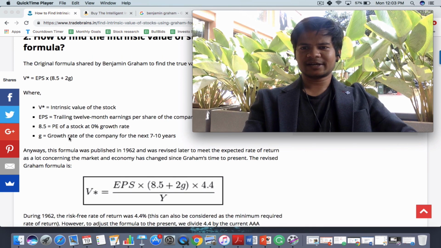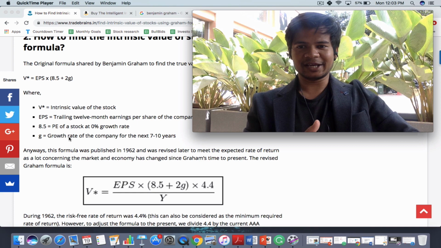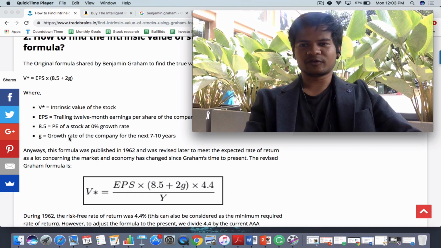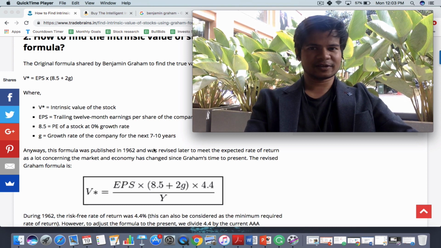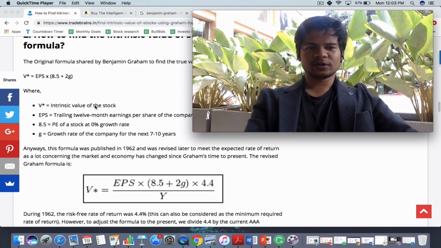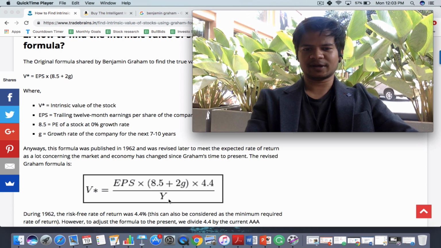Anyhow, the thing is that this formula was originally used in the 1960s, and a lot has changed from Graham's time to that of the present time, and that's why this formula was revised a little in order to get the intrinsic value in the current time. So the original formula was EPS × (8.5 + 2G), and in the revised formula it was multiplied by 4.4 and divided by Y. So what is 4.4 and why here?